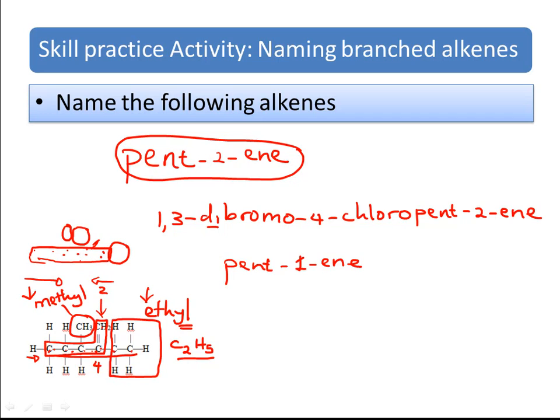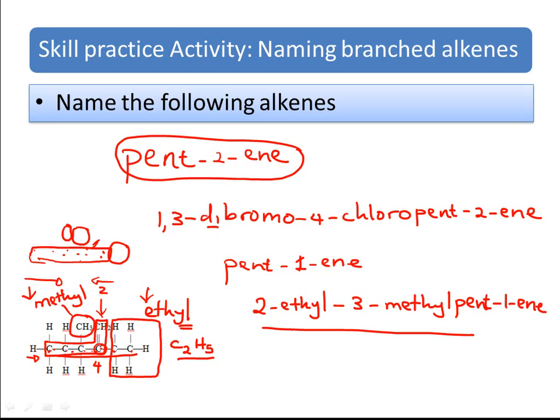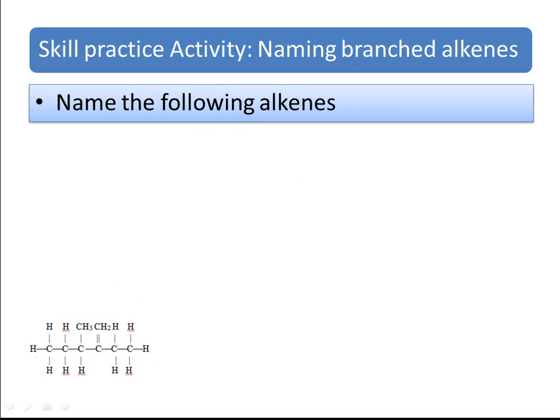So in this case, the name for this one is going to be 2-ethyl, because this ethyl group is on carbon number 2, and this one is on carbon number 3, 3-methyl, pent-1-ene. This is the name for this alkene. Right, let's see what the next one has in store for us.